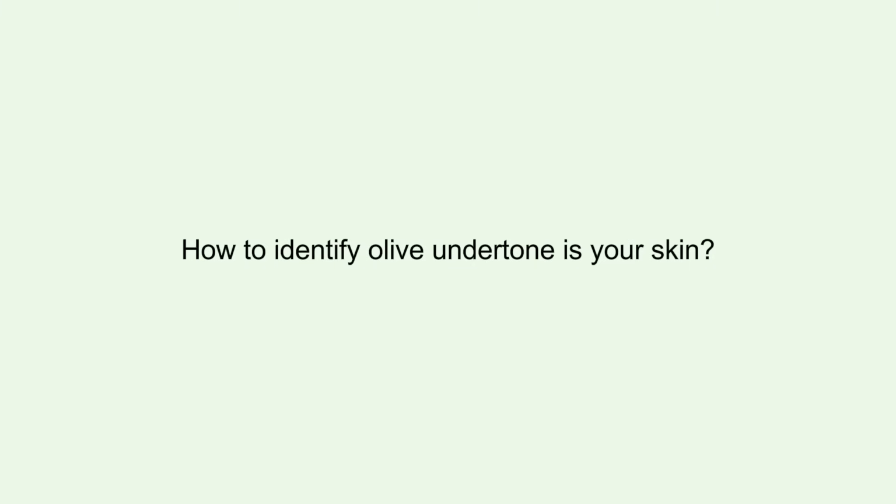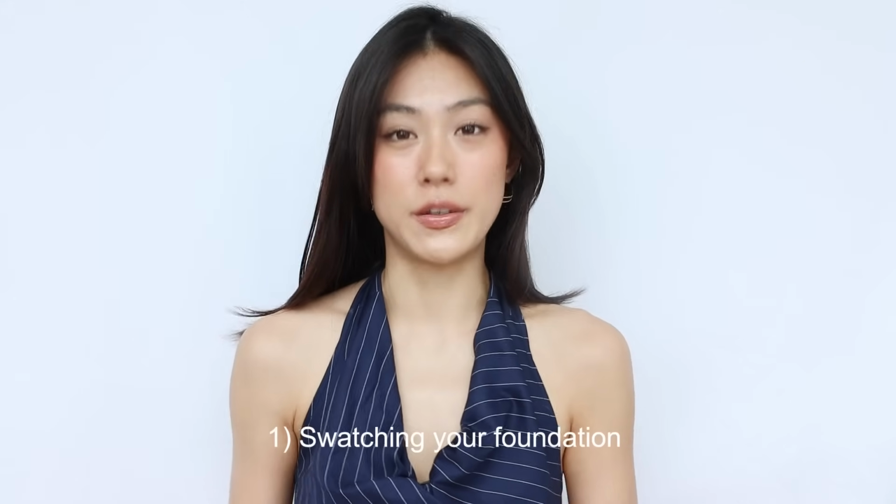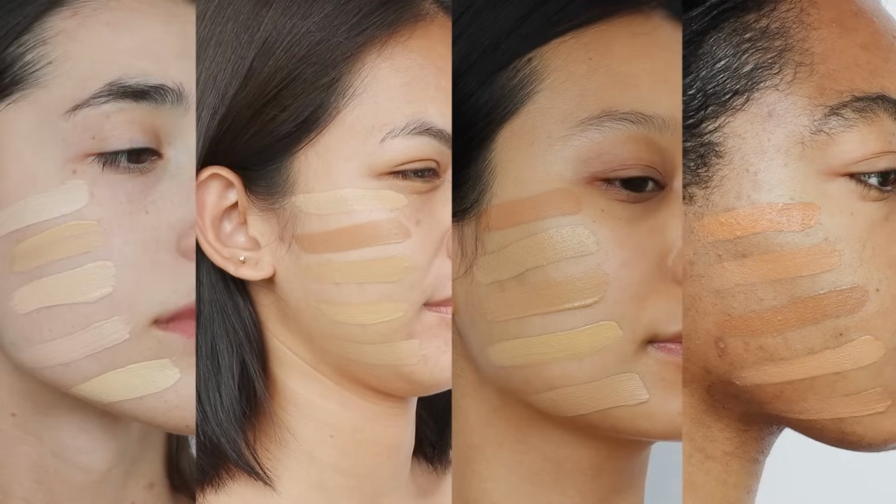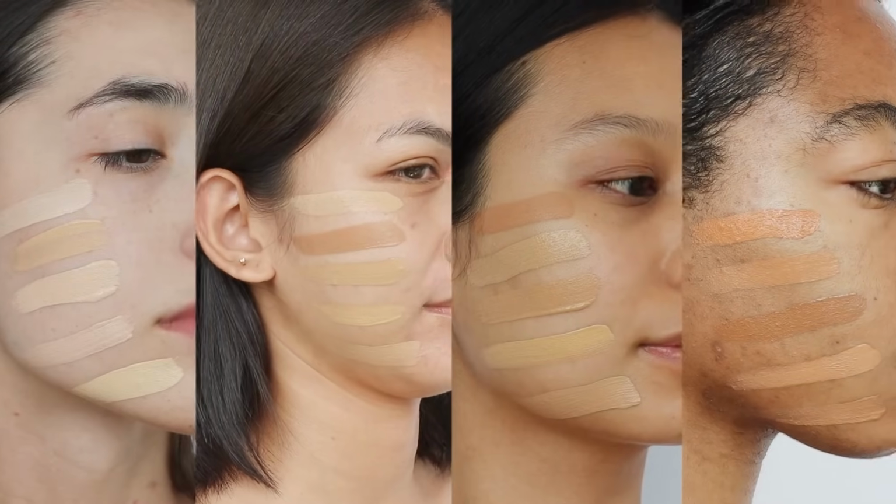Then how do you identify whether you have olive skin or not? There are 3 ways to find your perfect match, starting from the most accurate test, which is swatching your foundation or concealer with different undertones. Collect as many different shades of foundation or concealer as you can. You can borrow from your friends with similar skin brightness for more accurate tests, or even ask for a foundation sample when you visit Sephora.